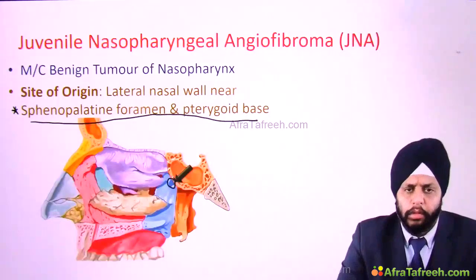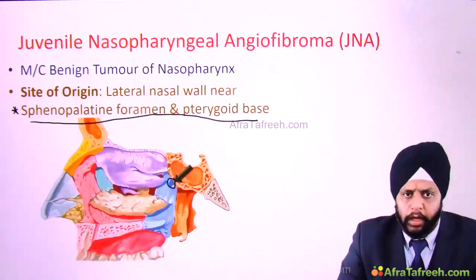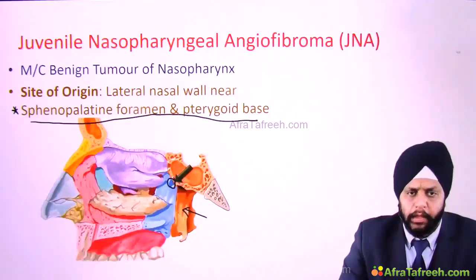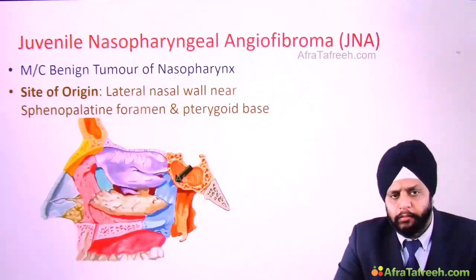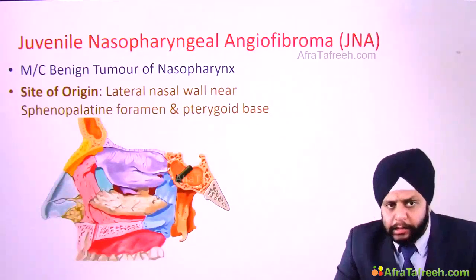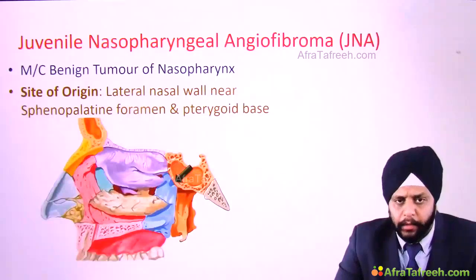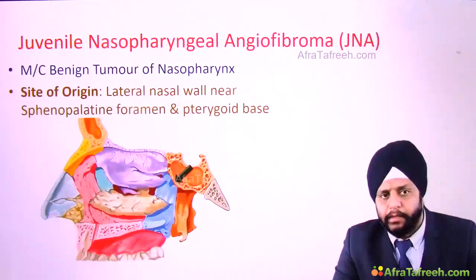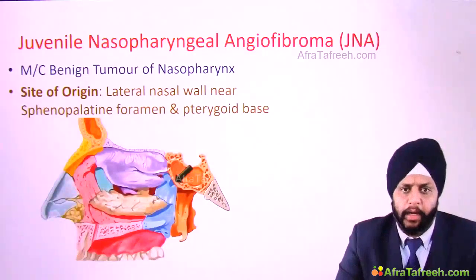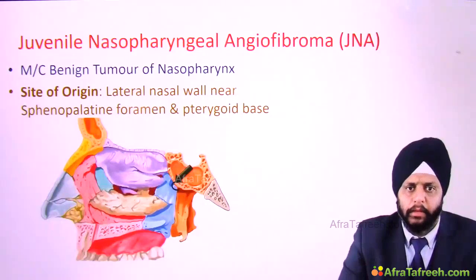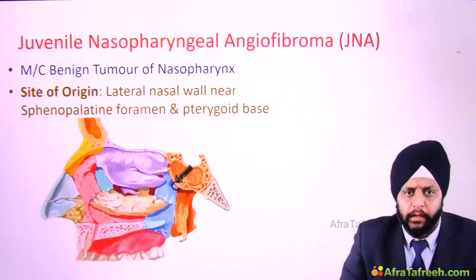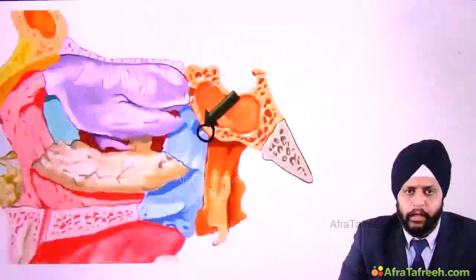Okay, so where is the pterygoid base? You see, this is the pterygoid process. So this is the pterygoid base. So earlier it was said that JNA arises from the posterior margin of the sphenopalatine foramen. Now it says it lies between the sphenopalatine foramen and pterygoid base. So that means ultimately they are saying the same thing. They are still saying that it is rising from this place. Right? So ultimately they still mean the same thing.